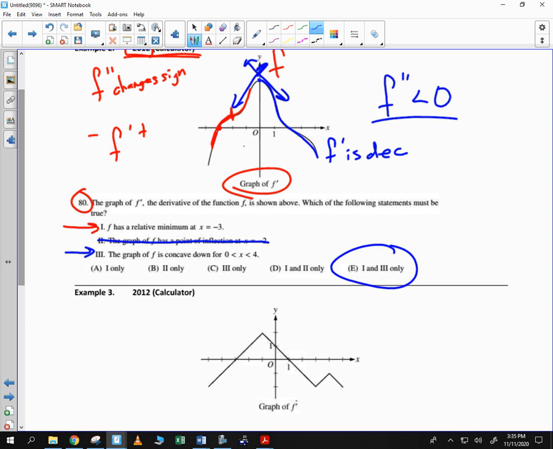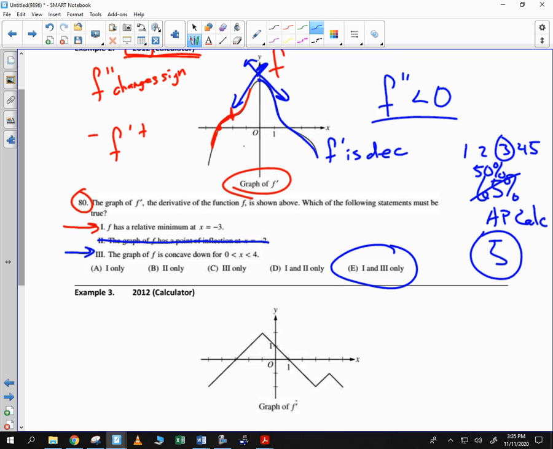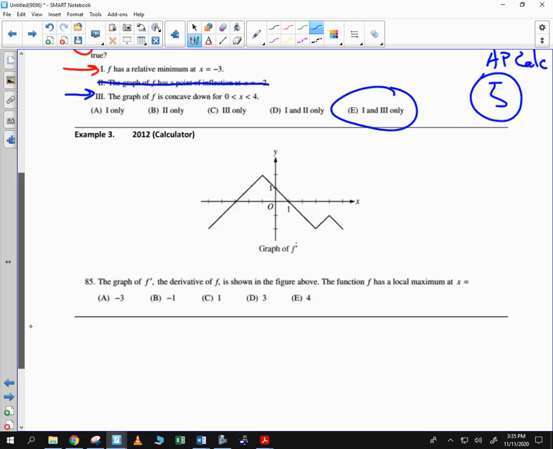Just to let you know, if you were to get, say, a score of 65% on the AP Calc exam, that would score you a 5. On a score of 1, 2, 3, 4, 5, that would score you 5. In fact, if you get a score of 50% on the AP Calc exam, that scores you a 3. So it is a challenging exam. People don't get all the questions right.